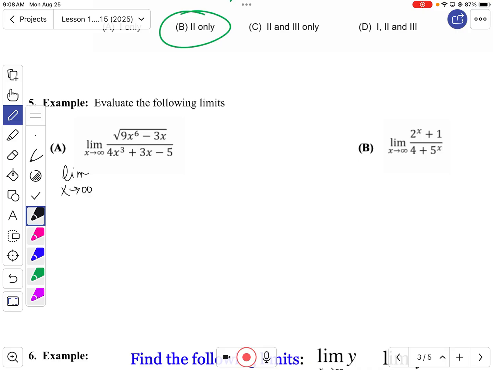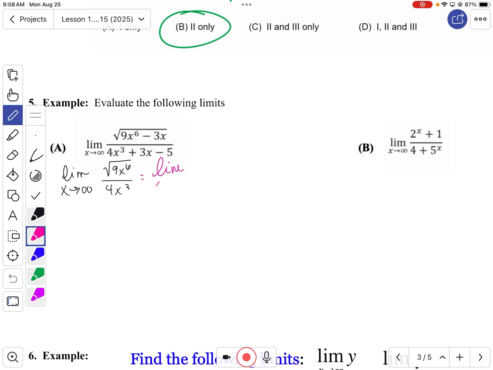9x to the 6th. It also happens to be under a radical, and that's okay. So the square root of 9x to the 6th. Okay, that's my highest degree term. What's my highest degree term in the denominator? 4x cubed.